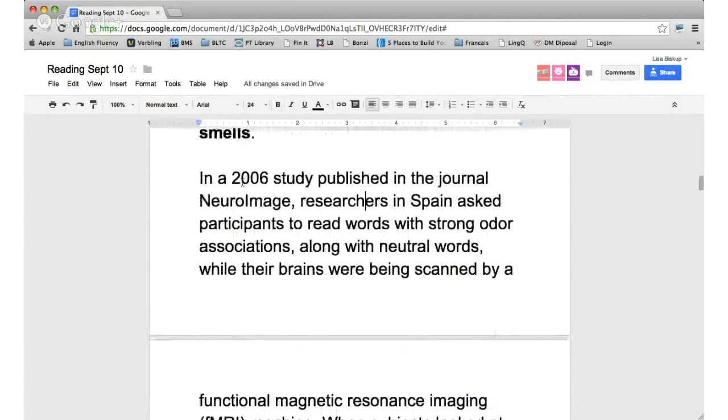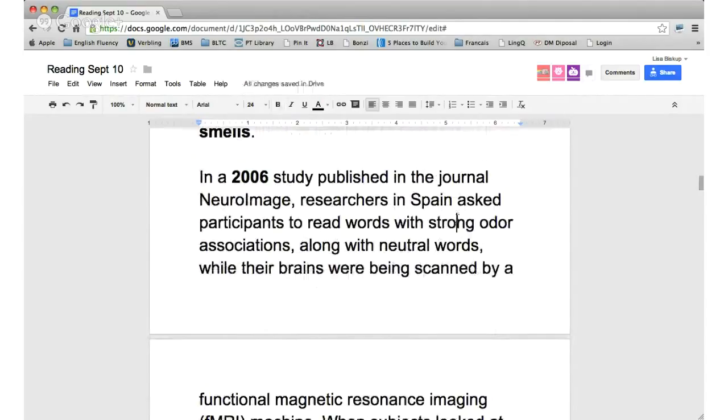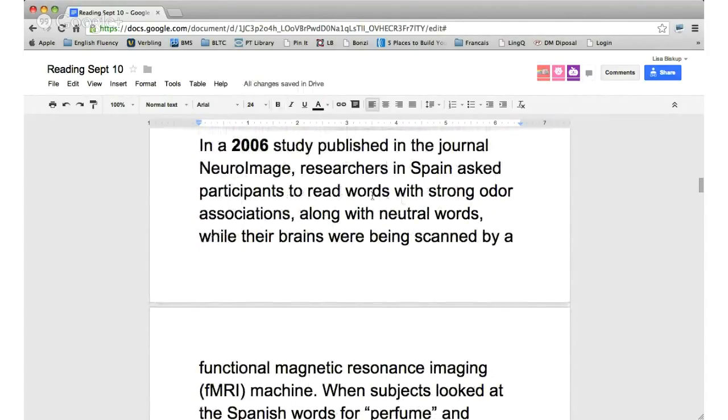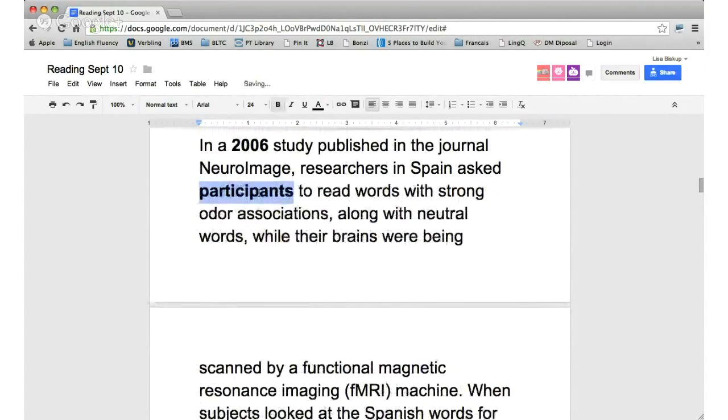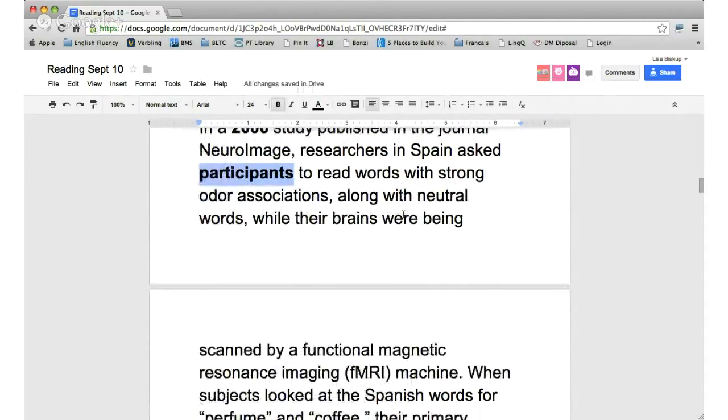So yeah, this is a few years old now, but they were doing these studies. A few words here. The participants, of course, are the people who were involved in the study. So something that has a strong odor. The odor is the smell. So if you have a strong odor association, that's usually with words that have strong smells.